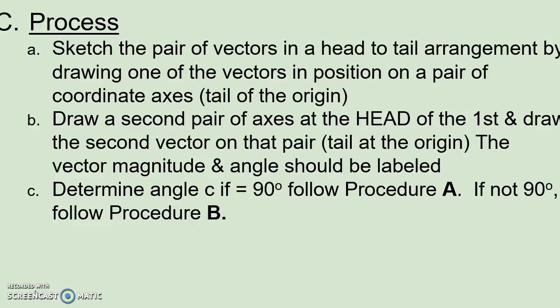It is a process. We sketch the pair of vectors in a head-to-tail arrangement by drawing one of the vectors in position on a pair of coordinate axes, the tail of that vector at the origin. Then we draw a second pair of axes at the head of the first and draw the second vector on that pair of axes, tail at the origin. The vector magnitude and angle should be labeled. Determine the angle C. If angle C is 90 degrees, follow procedure A. If not, follow procedure B.